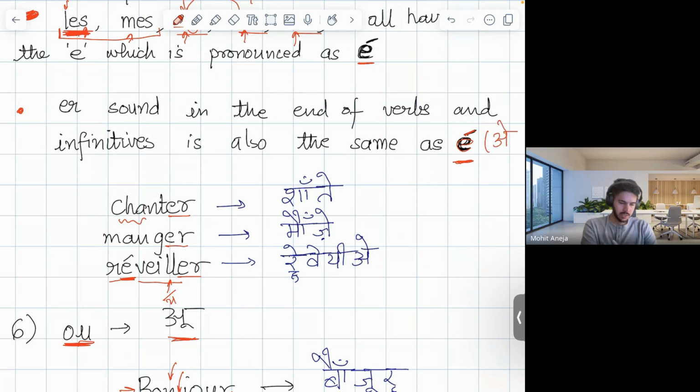This sound is called a. The example I've written, chante, is pronounced a. Even though it's written as er, it's pronounced exactly the same as this word that I just wrote in chat. Okay, both of the pronunciations are the same. Understood? Yes, great.